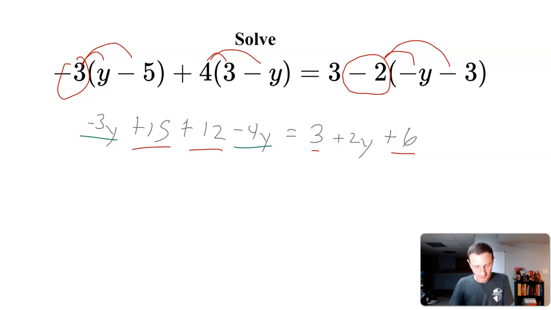So let's rewrite this. I have -3y minus 4y. Be careful there. They're on the same side of the equal sign, so we're doing -3 minus 4, which is -7y. 15 plus 12 is 27. So they're on the same side, so you combine like terms.